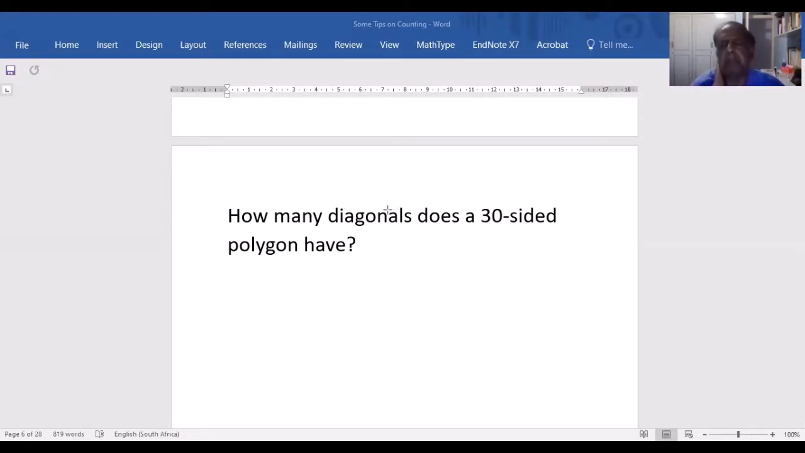A quadrilateral is an example of a polygon, and it has four sides. But the polygon need not have four sides, it could have five sides or six sides or any number of sides, any number you can think of. In this case, you get a 30-sided polygon. I've got no intention of drawing this 30-sided polygon.